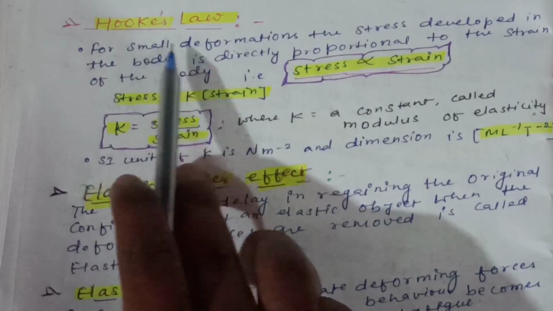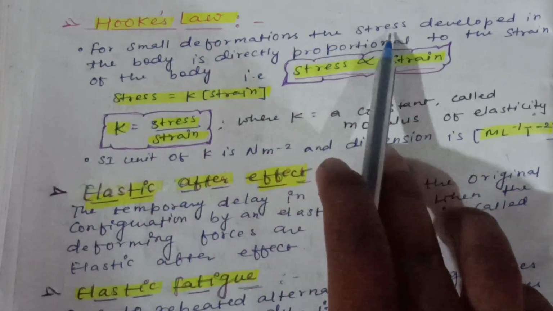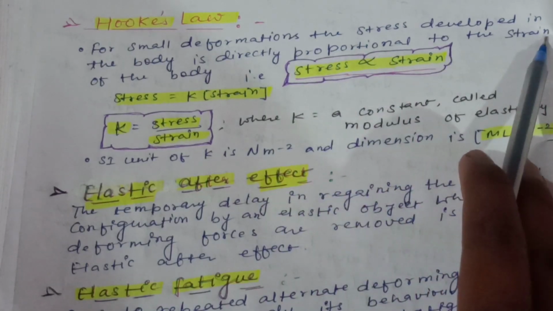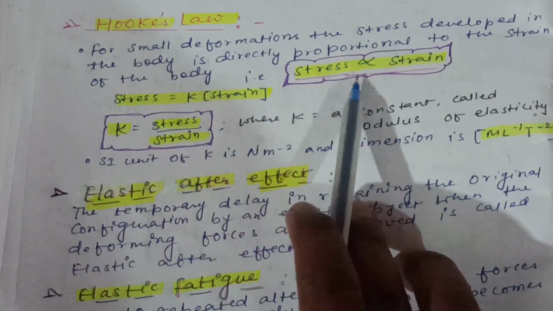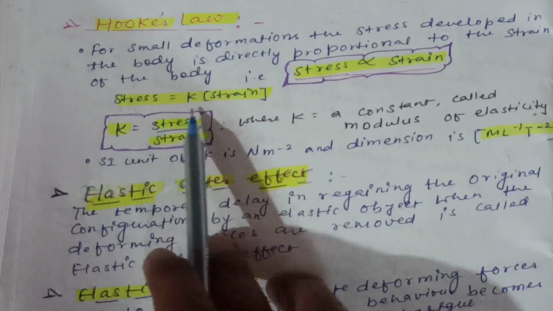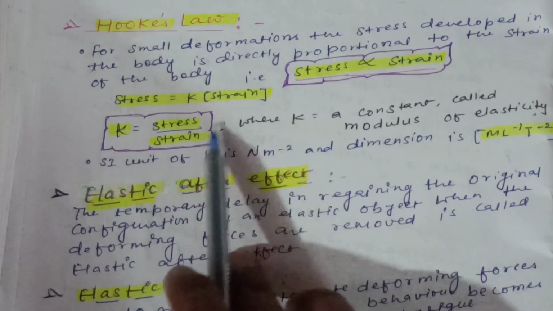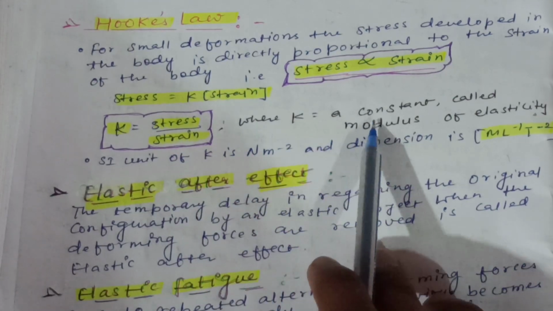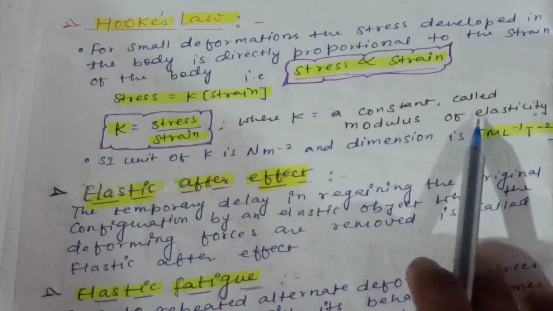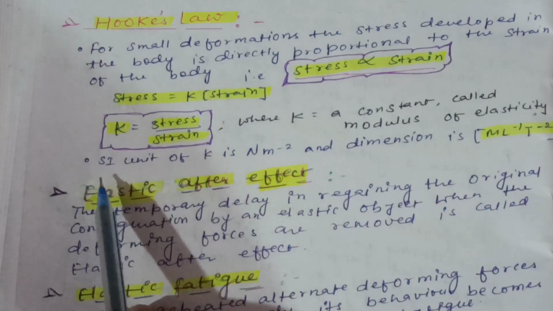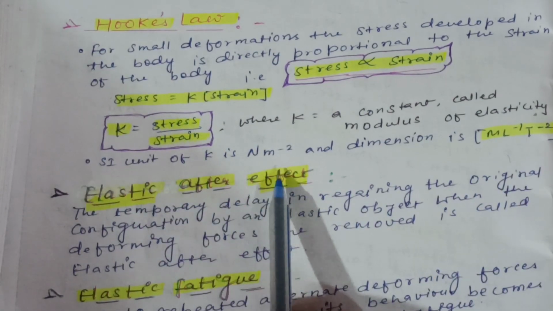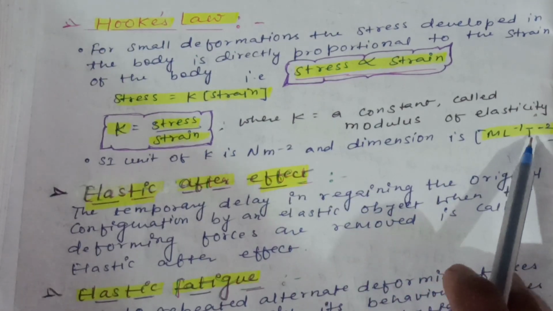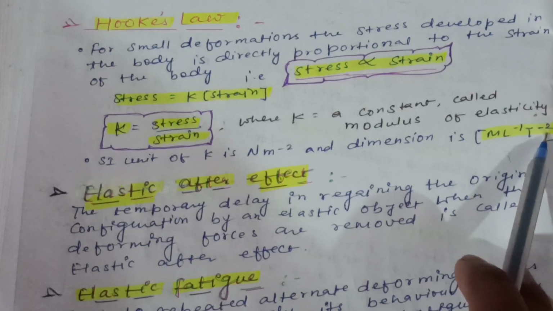Hooke's law. For small deformations, the stress developed in a body is directly proportional to the strain of the body. That is, stress is directly proportional to strain. Stress is equal to K strain. K is equal to stress upon strain, where K is a constant called modulus of elasticity. SI unit of K is Newton per meter square and dimensions are M L minus 1 T minus 2.